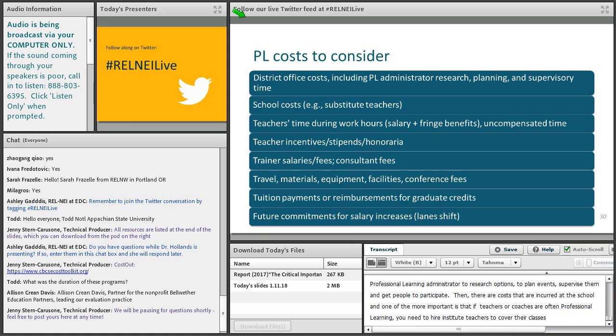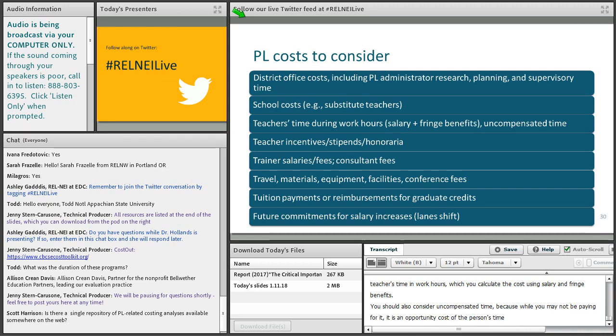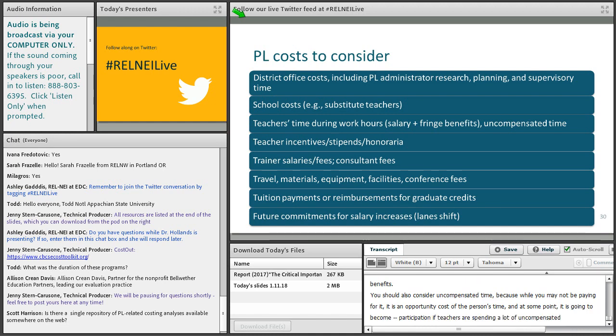Then there's the teacher's time during work hours, which you calculate using salary and fringe benefits. You should also consider uncompensated time, because while you may not be paying for it, it is an opportunity cost of the person's time, and at some point it is going to become a barrier to participation if teachers are spending a lot of uncompensated time and travel time too on professional learning activities.